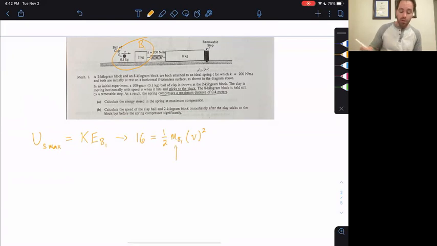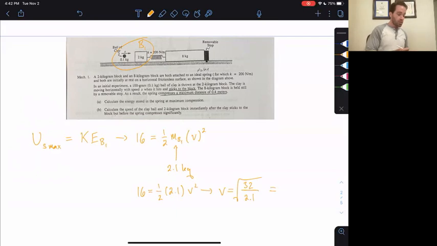We know this. The mass of B1 is 2.1 kilograms, not 2, because the clay ball has stuck to the block. So this will be 16 equals half of 2.1 times V squared. Isolating V, we get V equals 16 times 2 is 32. And then divide that by 2.1, take a square root of that, and yep, this right here is a calculator problem.